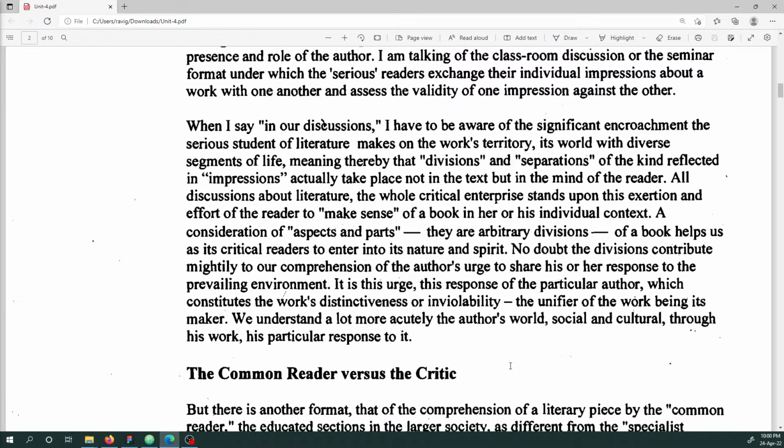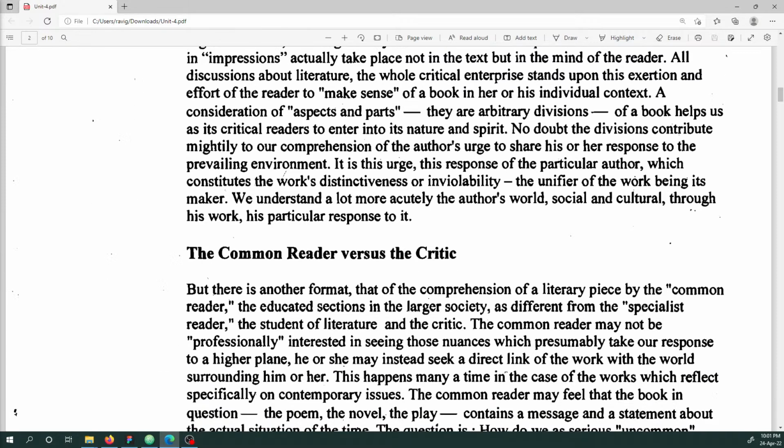No doubt the divisions contribute mightily to our comprehension of the author's urge to share his or her response to the prevailing environment. It is this urge, this response of the particular author, which constitutes the work's distinctiveness or inviolability. The unifier of the work being its maker, we understand a lot more acutely the author's world, social and cultural, through his work, his particular response to it.